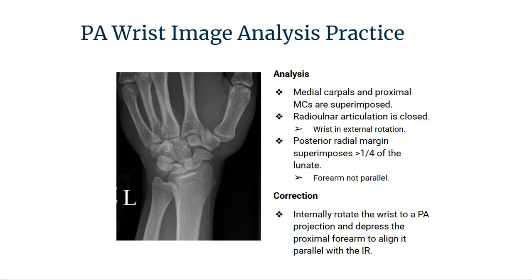Next, you want to evaluate, are we adequately positioned? And in this image, the medial carpals and the proximal metacarpals are superimposed, and the radial ulnar articulation is closed. The wrist is actually positioned in an external rotation. It looks more like an oblique projection. Also, notice that the posterior radial margin superimposes more than 1/4 of the lunate, and the forearm is not parallel to the image receptor.